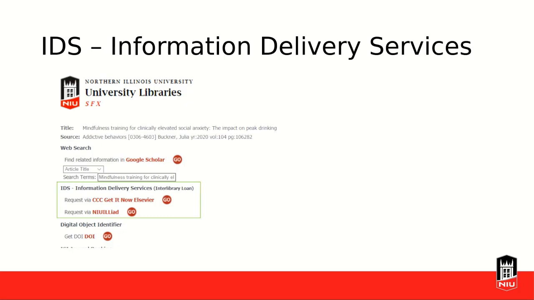Unfortunately, Get It Now is not available for all journals. So if you don't see the Get It Now button, then you would need to request it through NIU ILLiad. For that, you do need to create an account. It's really easy and takes not very long. You already use your AID and password to create an account. And then clicking over from the database, it's really easy to request articles.